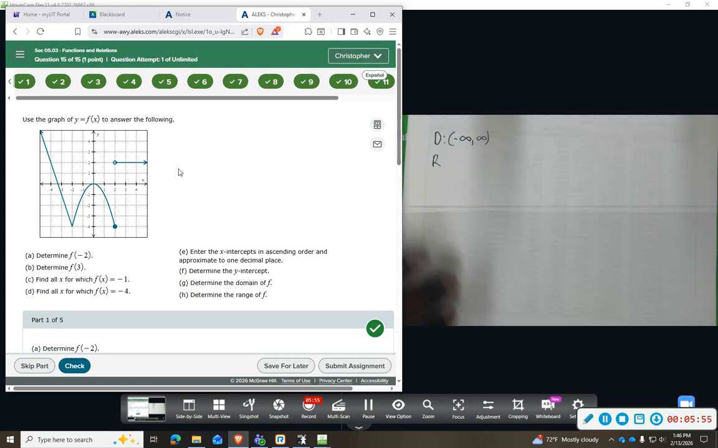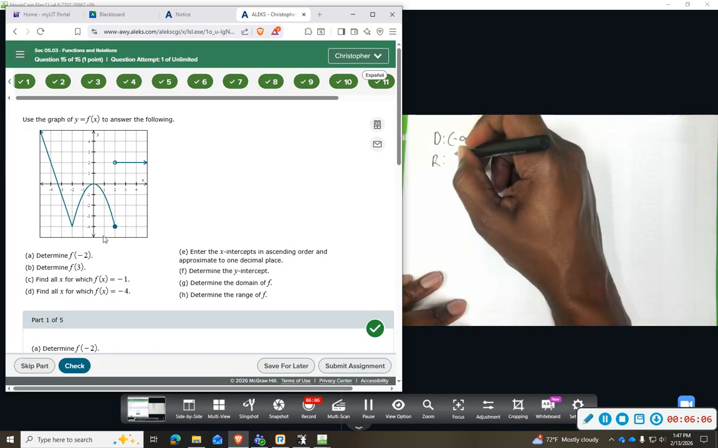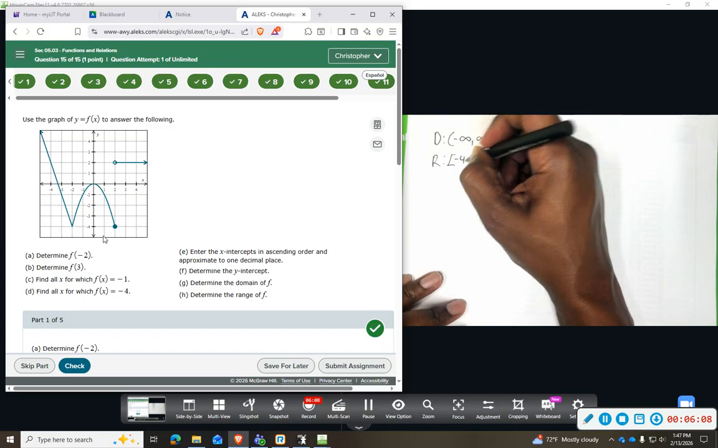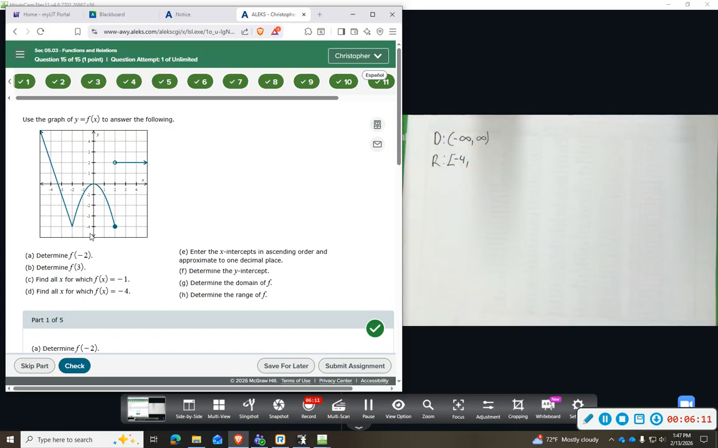Our range. Let's look at our range. The lowest point on the graph is negative 4. Nothing below negative 4, smallest point. So we actually do reach negative 4, so we'll put negative 4 in a bracket. And then I go up. How high does the graph go?